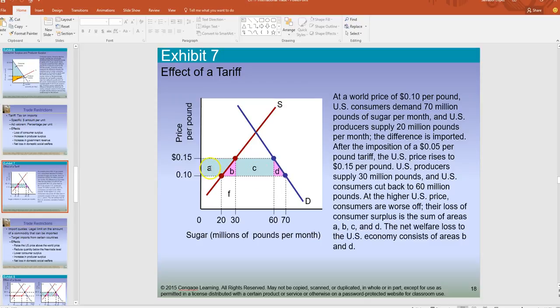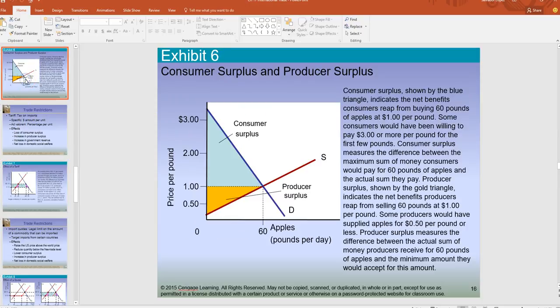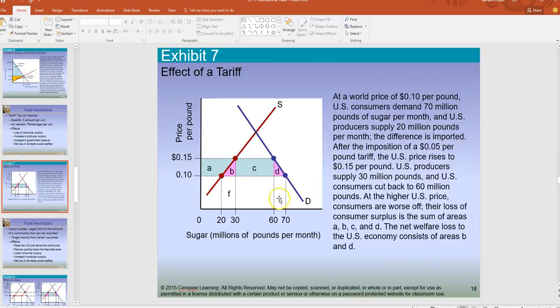What is area A? Area A is a gain in producer surplus. As you may recall from the previous graph, all this yellow area is the producer surplus, which increases if the price increases. So if the price was 10 and now it's 15, area A is a gain in producer surplus, which is taken from consumer surplus. What is area C? Well, with the new tax, this is government revenues.